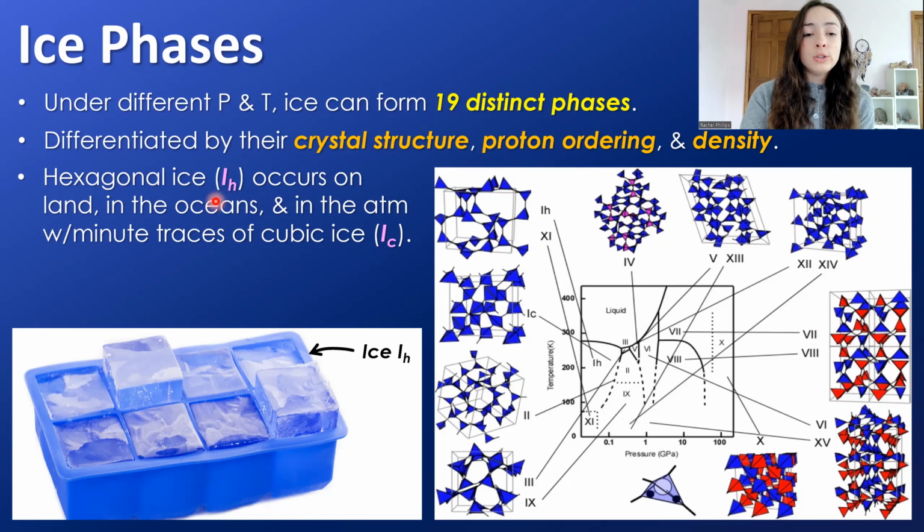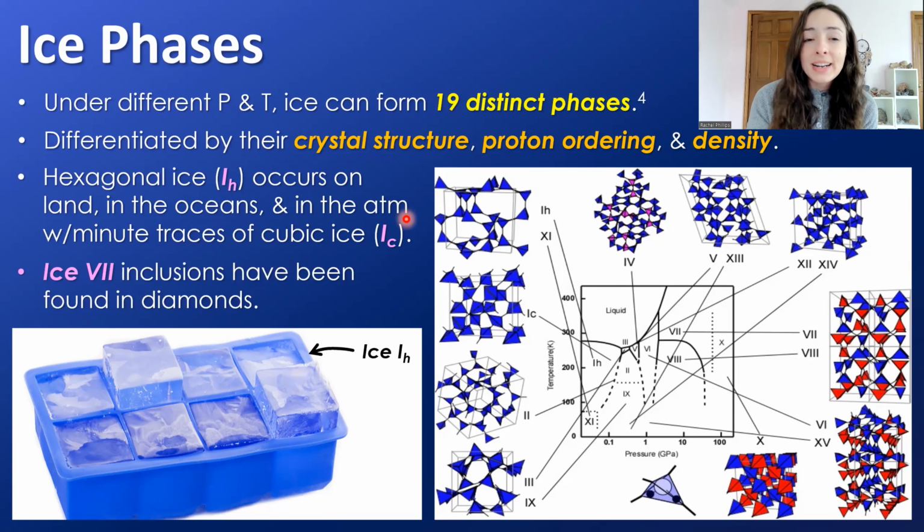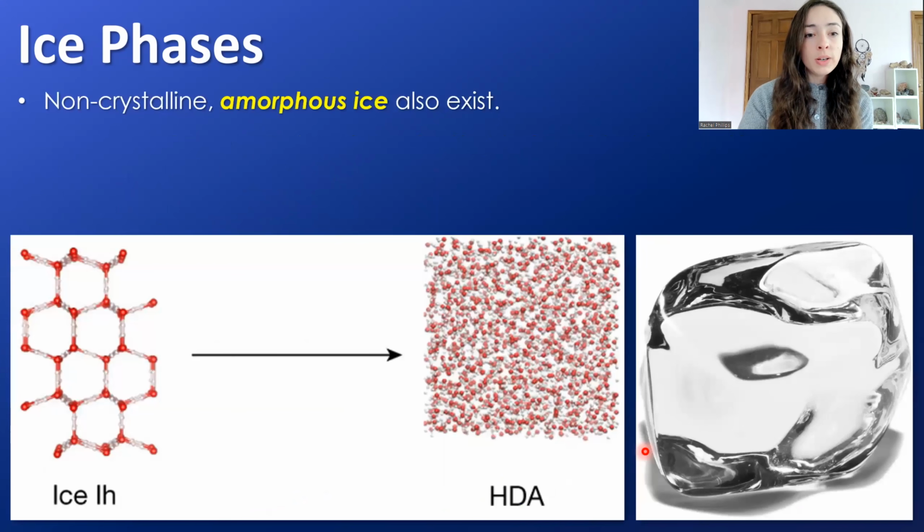However, there are minute traces of cubic ice that naturally occur on Earth, as well as tiny inclusions of ice 7 that have been found in diamonds. But again, remember, diamonds form in a really high pressure environment, so it's not likely to be found on Earth's surface. But even though there are so many different types of crystalline ice forms, there are also amorphous ice phases that exist. So non-crystalline, non-ordered, crystal-structured ice also exists.